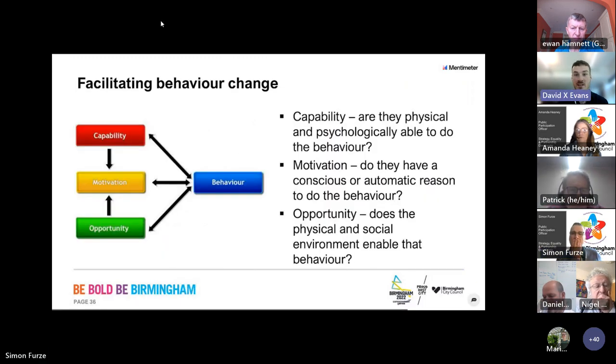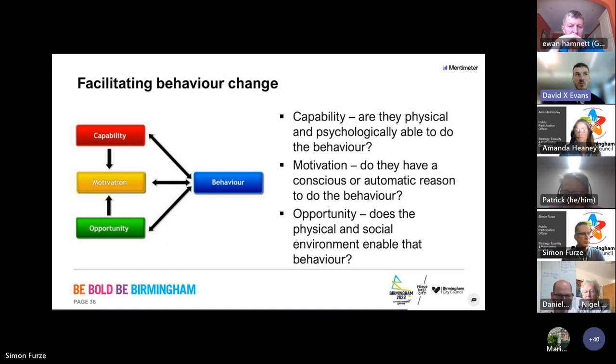So one model of looking at that is what's called the COM-B model. COM stands for capability, opportunity, motivation, and B for behavior change. So it's really seeing behavior as something that is the product of your capability, your motivation, and your opportunity. So what does that really mean in plain English? Well, when we think about capability, is somebody physically or psychologically able to do the behavior? Is it something they can do? In terms of motivation, do they have a conscious or unconscious reason to do the behavior? What's motivating them? Are they incentivized to do it? And is there an opportunity? Does the physical and social environment enable that behavior?